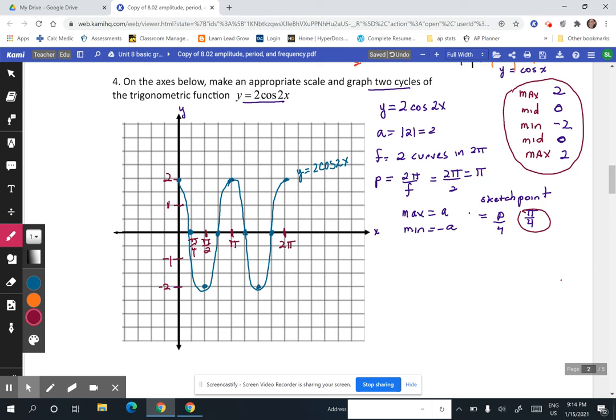Okay, so that's the graph of y equals 2 cosine of 2x. We see 2 curves in 2 pi. The end of the first curve occurs at pi. The amplitude, that distance from the baseline to the maximum value, is 2, and the baseline to the minimum value is also 2.